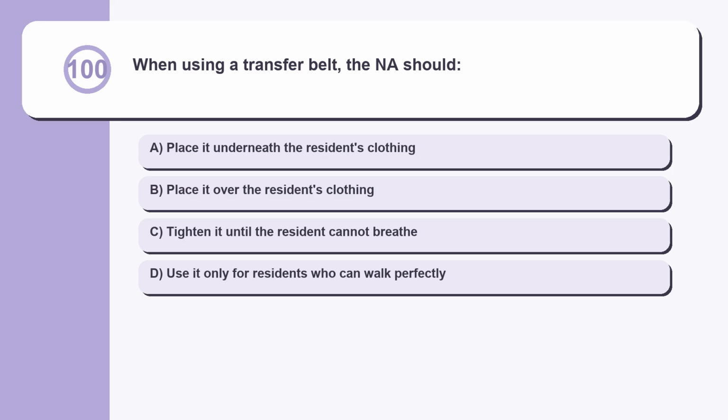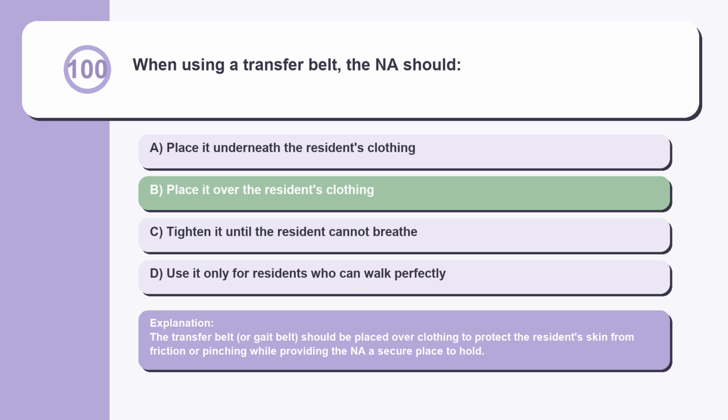Question 100. When using a transfer belt, the NA should place it underneath the resident's clothing, place it over the resident's clothing, tighten it until the resident cannot breathe. Use it only for residents who can walk perfectly. The transfer belt, or gait belt, should be placed over clothing to protect the resident's skin from friction or pinching while providing the NA a secure place to hold.